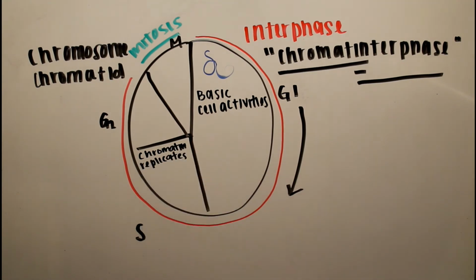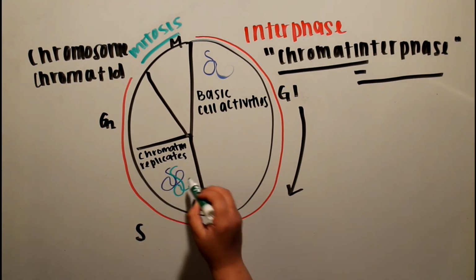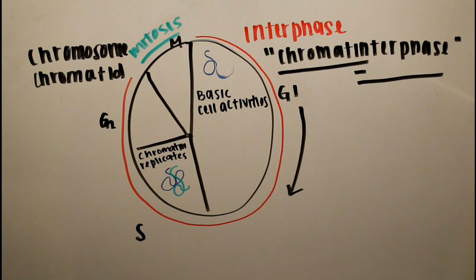In S phase, the chromatin replicates. I am denoting this by drawing two strands of different colors, green and blue. However, remember that both of the strands are genetically identical. These two strands are what will later make up the sister chromatids in mitosis.